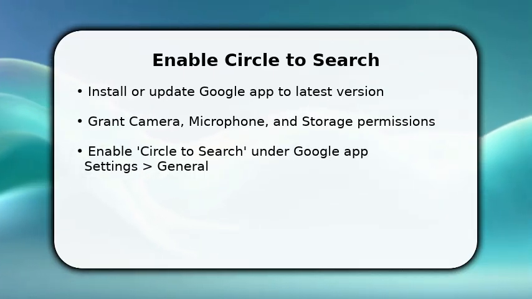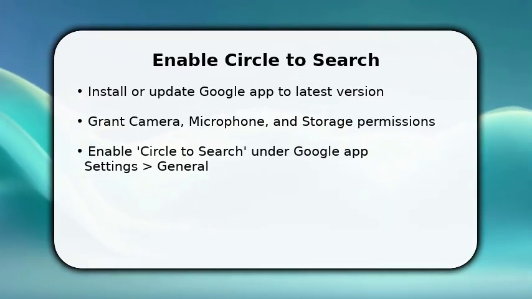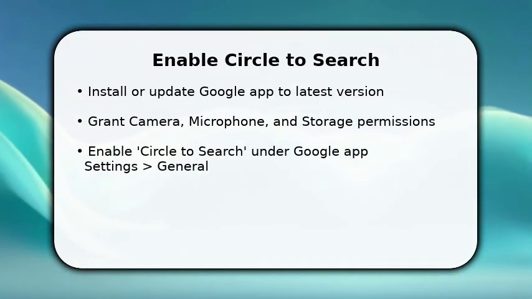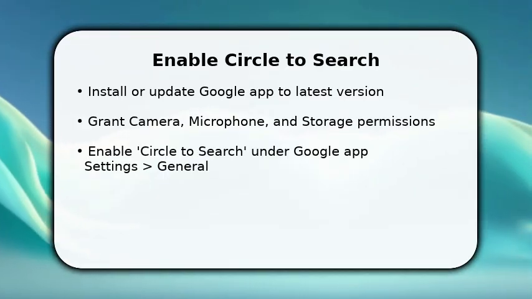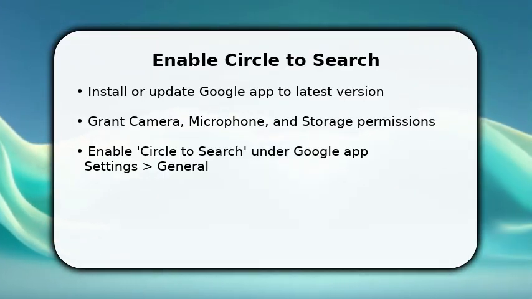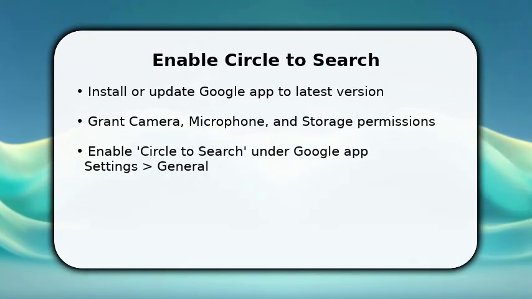Next, go into Google App Settings, tap General, and turn on Circle to search. Once done, make sure the overlay permission is allowed. This lets the circular selector appear over other apps. Now you're ready to draw a circle and run visual searches instantly.